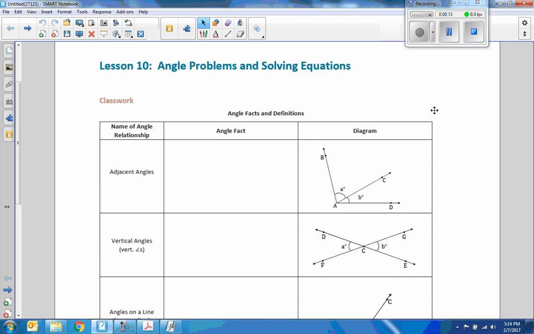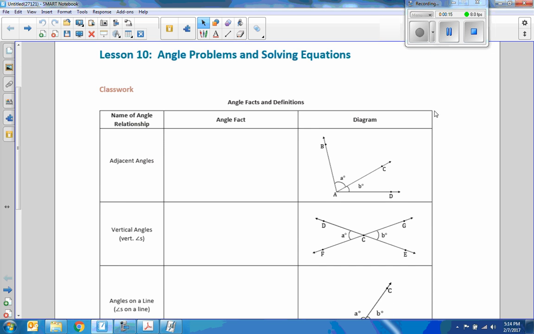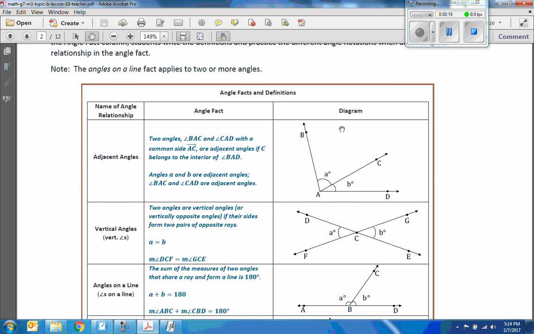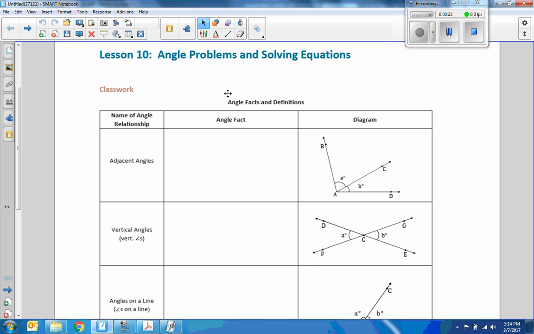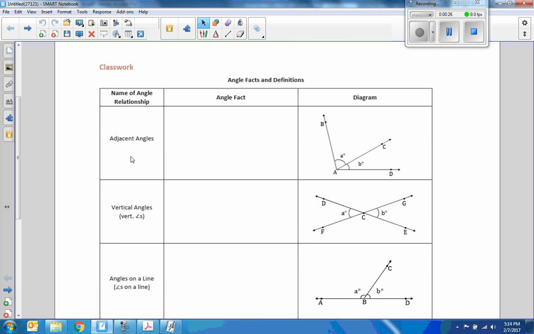A little bit of geometry going on here. Okay, here we go, solving equations. Let's go back here. Angle facts and definitions, adjacent angles. We're going to put angle facts here, and then here's a diagram I'm going to mark up, hopefully, for you to understand using color.